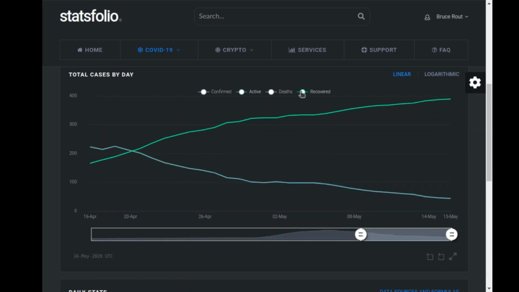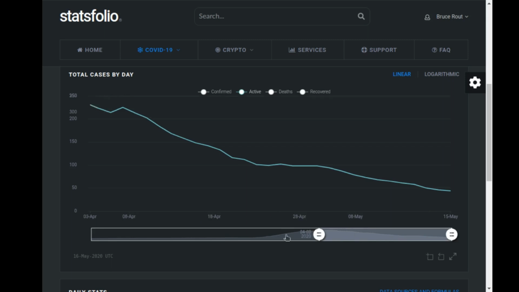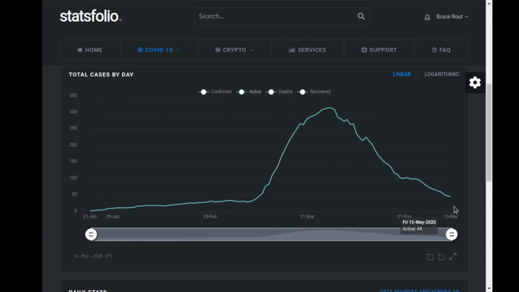Confirmed, death, recovered. This is the active cases graph. So the active cases graph, these are the number of people who are sick. And we see, when I'm doing this, this is Friday, May 15th. That's yesterday. It's actually Saturday today. We have 44 people who are sick, which is very few for the population of Taiwan. So it went up and then very quickly has dropped off.